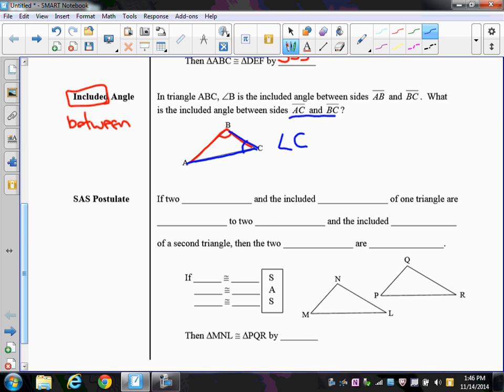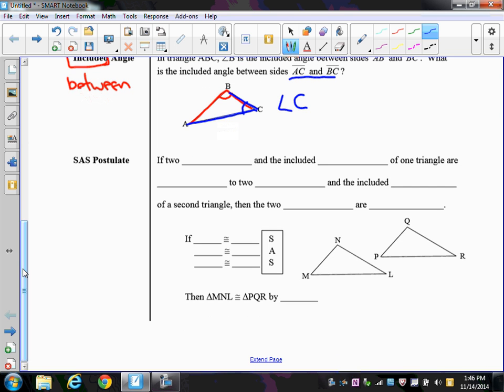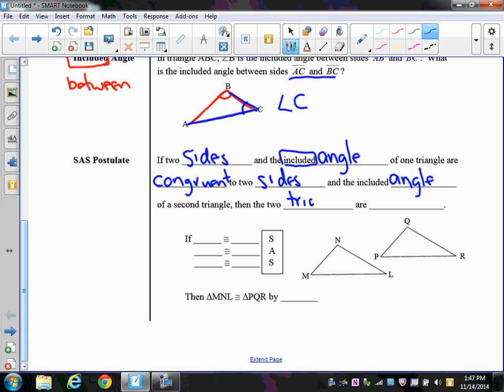So the included angle is important because we need it for the SAS postulate. This says if 2 sides and the included angle, so there's that word included, of one triangle are congruent to 2 sides and the included angle of a second triangle, then the 2 triangles are congruent.